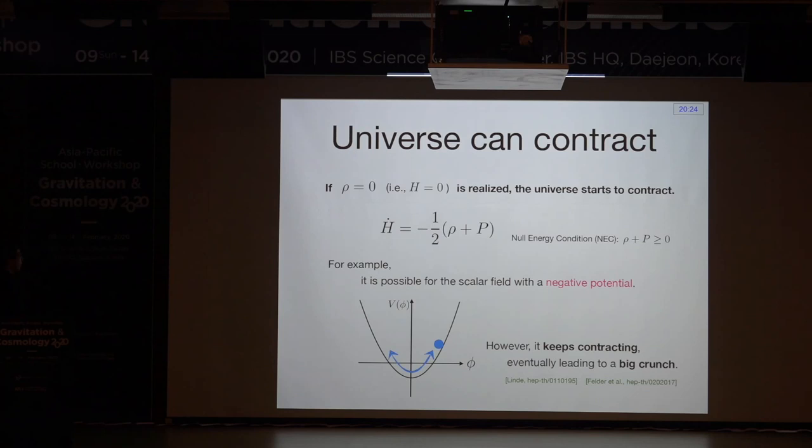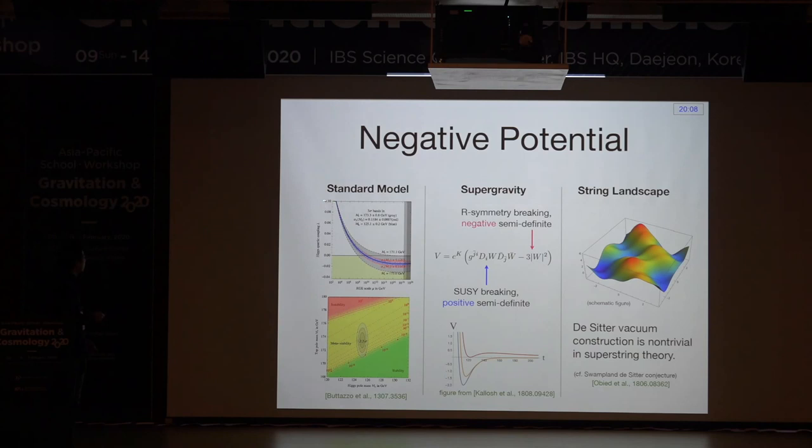Now, some of you may feel that this negative energy is uncomfortable, but actually it exists even in the standard model. This is the renormalization group running of the self-coupling of the Higgs boson. And this suggests that our electroweak vacuum is metastable to some precision, and the true vacuum will have a deeper, negative minimum.